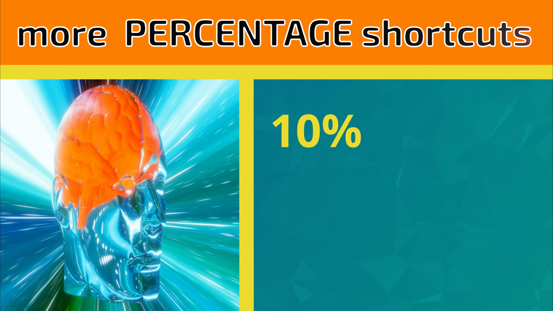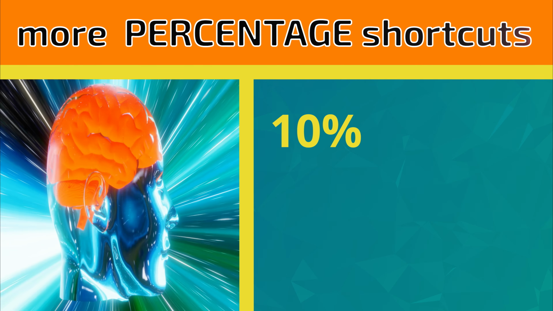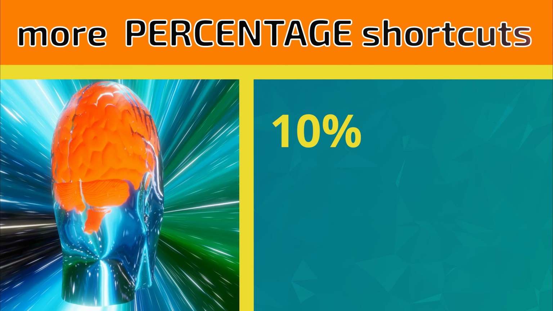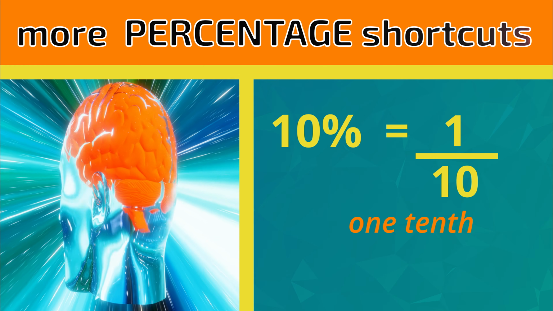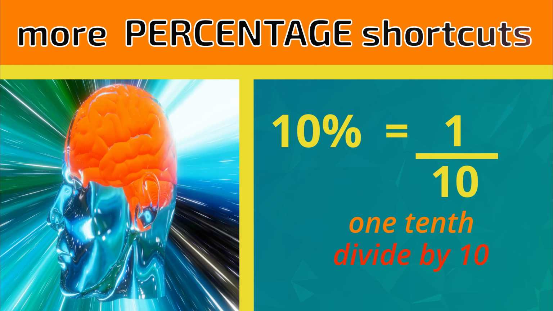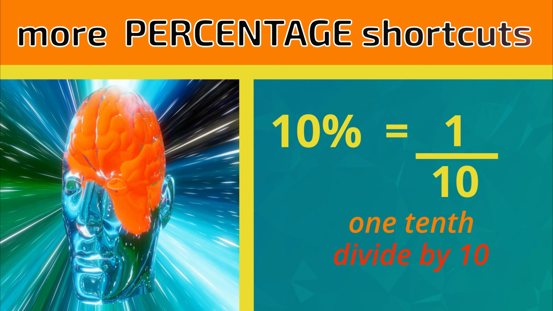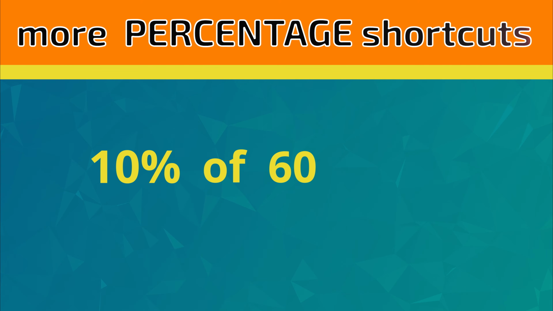So what's 10%? Well, 10% is 10 parts out of 100 parts and is equal to 1/10. 1/10 is the same as dividing by 10 or moving the decimal point 1 place backwards. Let's calculate 10% of 60. Here's the decimal point in 60. To divide by 10, we move the decimal point 1 place backwards. So 10% of 60 is 6.